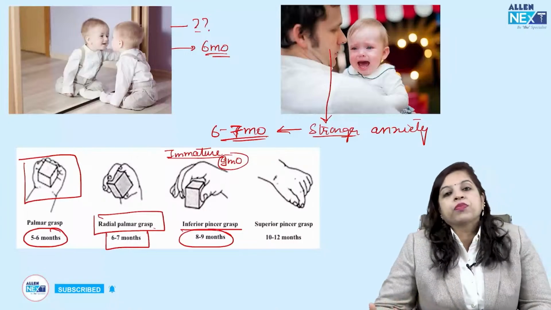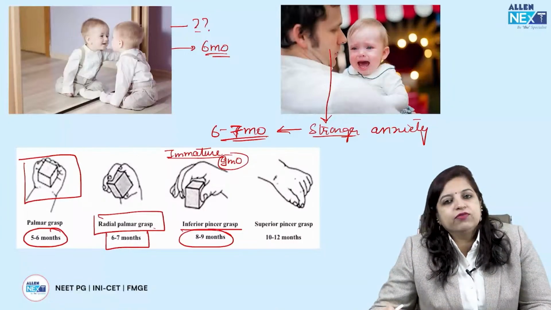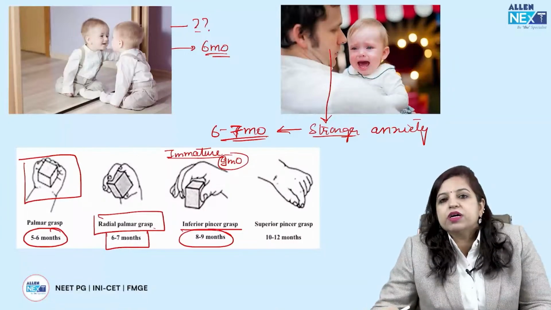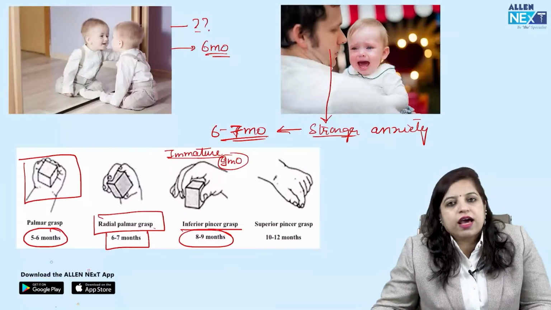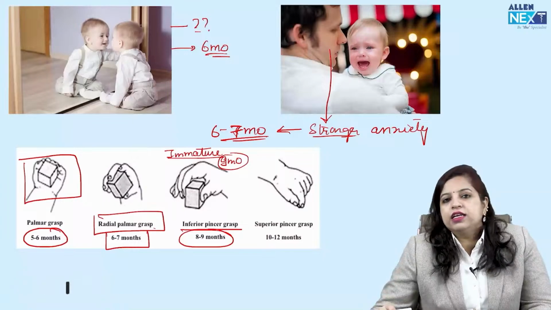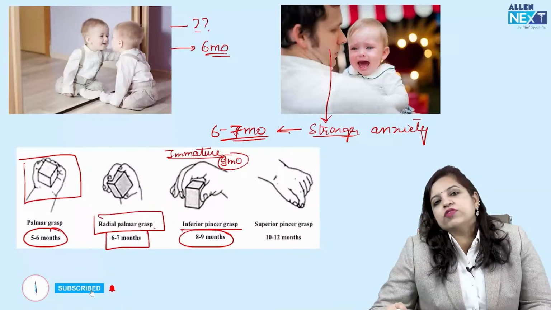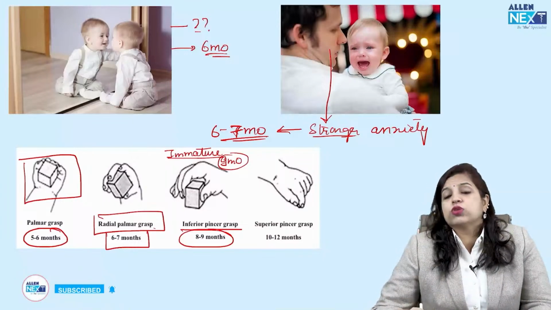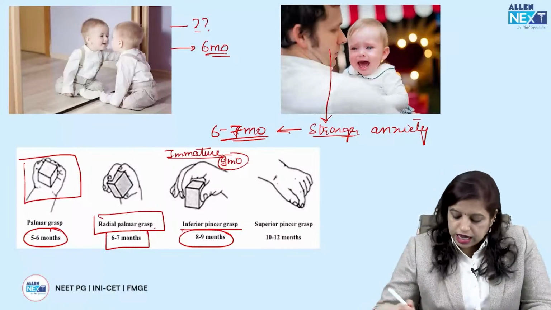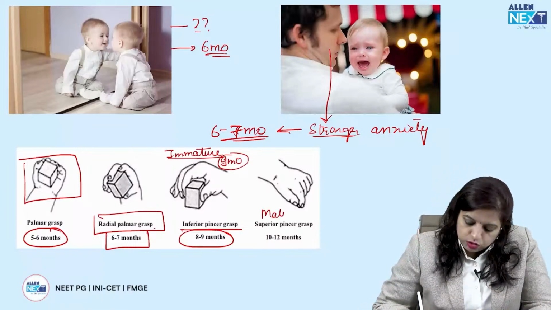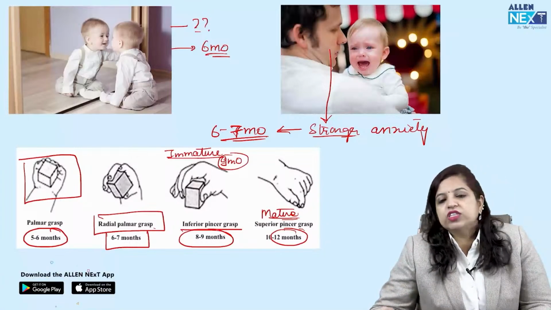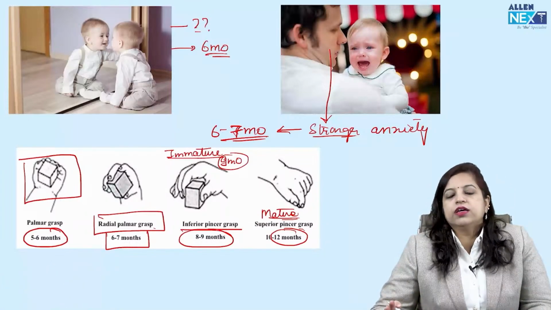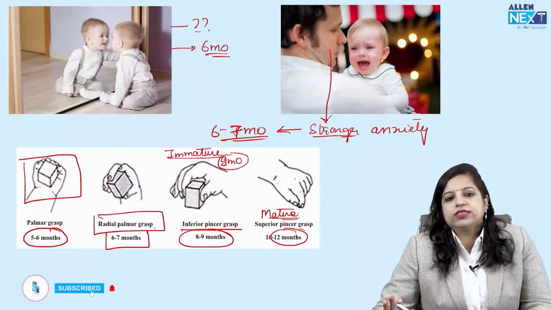And then fully developed pincer grasp, where he would neatly pick up a raisin or a very small dana of, let us say, a rye or a mustard. Very cleanly he would pick up using the tip of his index and thumb finger, which is known as the mature pincer grasp. So that comes at around 12 months of age. So mature pincer grasp is seen at 12 months of age. So that you should be very, very clear with, very commonly asked in your exam, right?